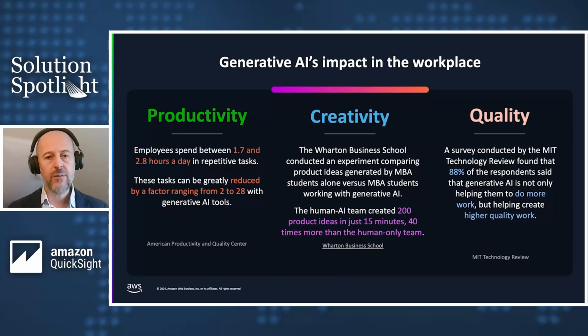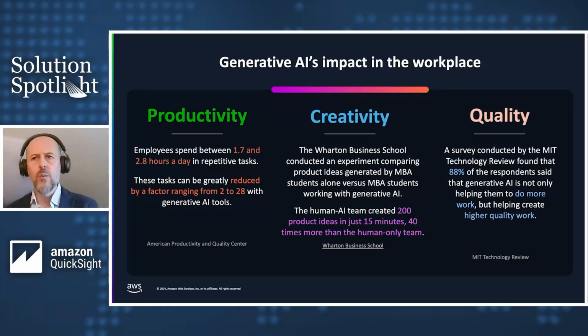Second one, creativity. According to the Wharton Business School, they organized a competition between humans using AI tools versus humans not using AI tools, and the teams using or helped by AI tools were much more productive. They were able to create 40 times more than the human-only team. And the last one, according to the MIT Technology Review, quality. 88% of the respondents concluded that their work using GenAI had better quality.